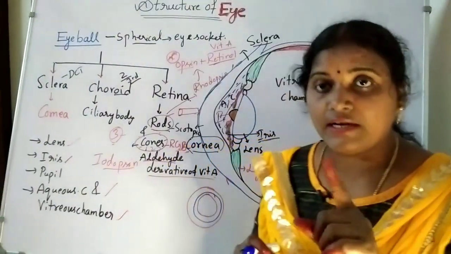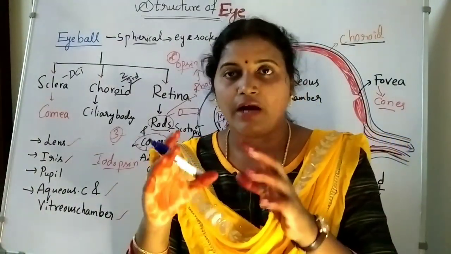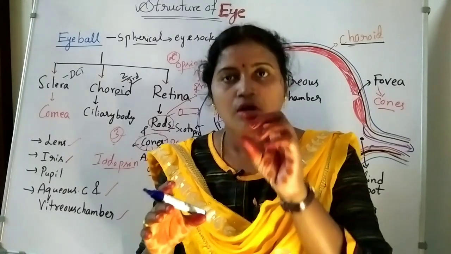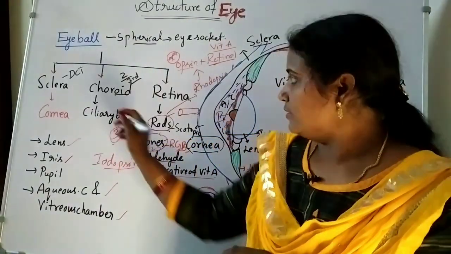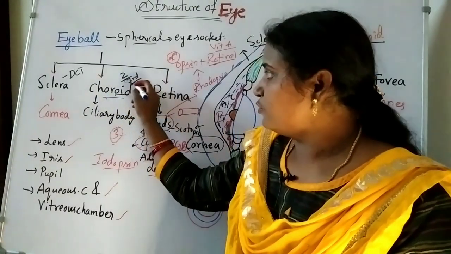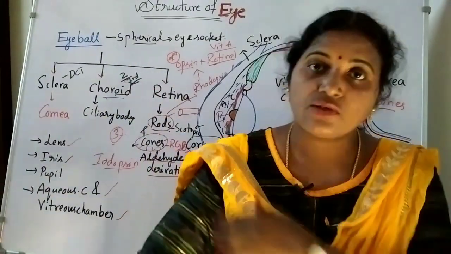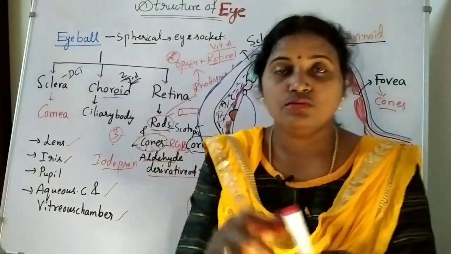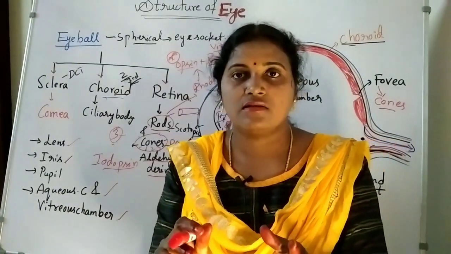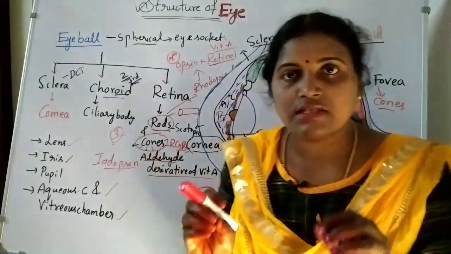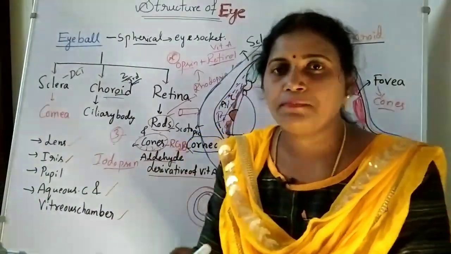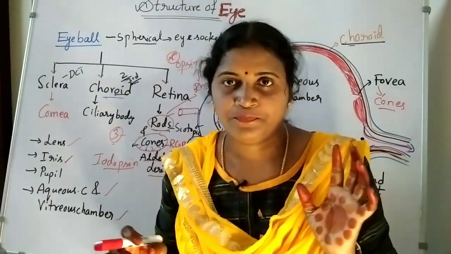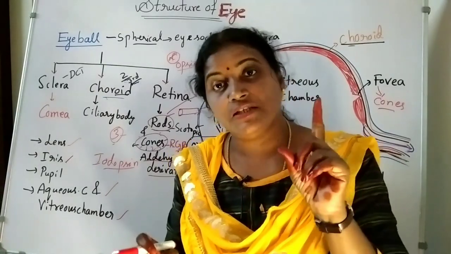Choroid layer, 2/3 portion of the eyeball is going to have this choroid layer. This 2/3 portion contains the blood vessels. Because of the presence of more blood vessels in one particular part, it is bluish in color.